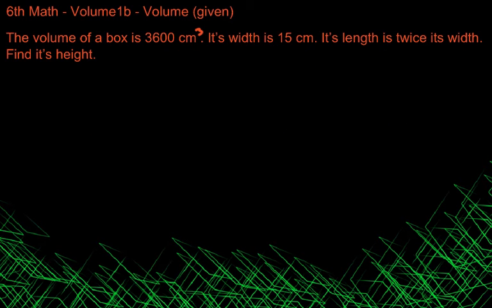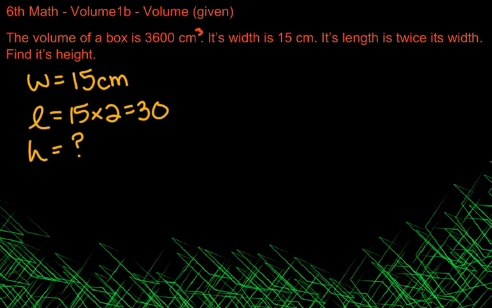The next one is the fact that a volume of a box is 3,600 centimeters cubed, just like our first question. And it's telling us that our width is 15 centimeters, which was actually one of the measurements of our sides. And it says that its length is twice its width. Find its height. All right, go ahead and pause me, try to solve this on your own, and then come back and I'll solve it with you.